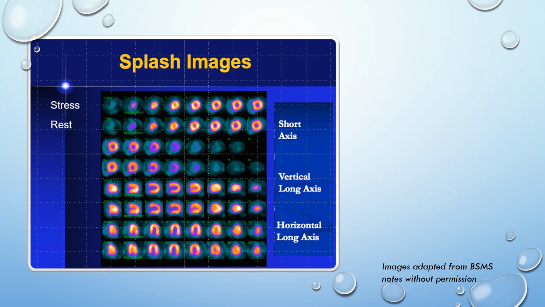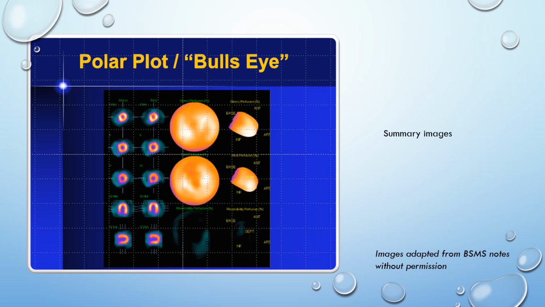So with splash images, the stress panel is on top, the rest panel is below. This would be for the short axis, these ones that look like donuts, and then the VLA and the HLA. And then you also have what is known as the polar plot, or the bull's eye, or the target plot. These I consider summary images. And if this is all you have, when you're looking at the short axis and the VLA and the HLA, the stress panels would be in this long line on your left, while the rest panels will be this long line on the right.